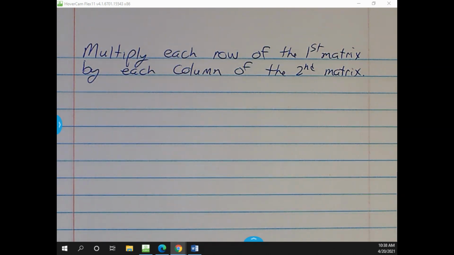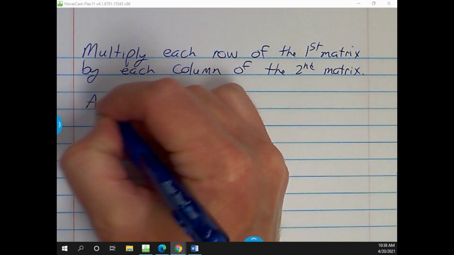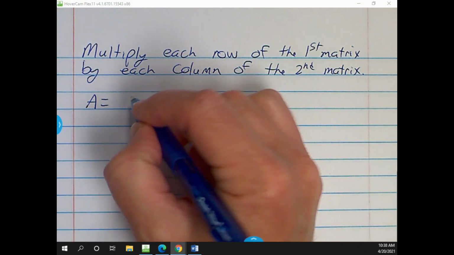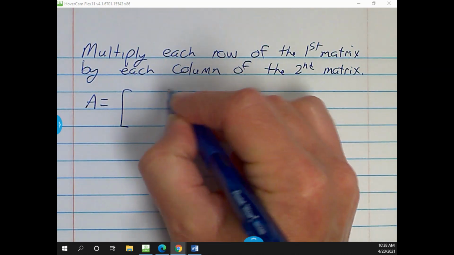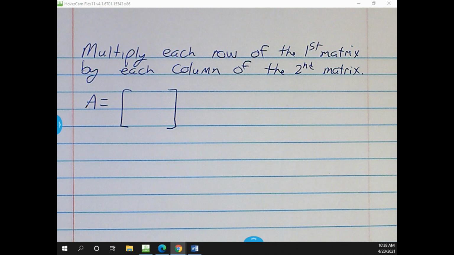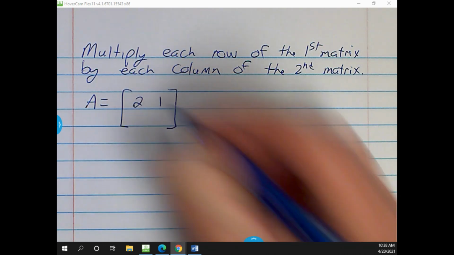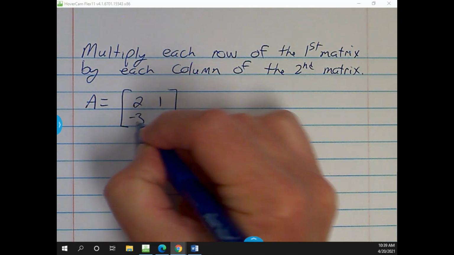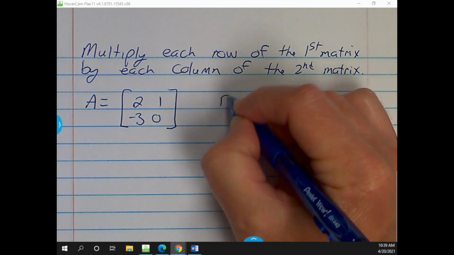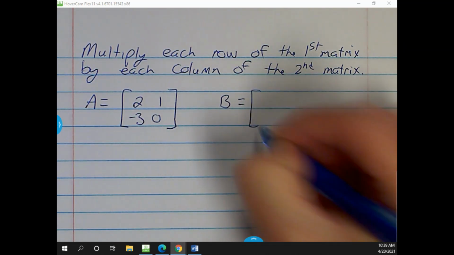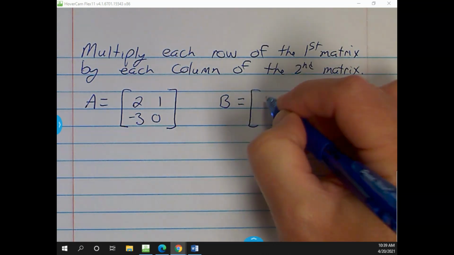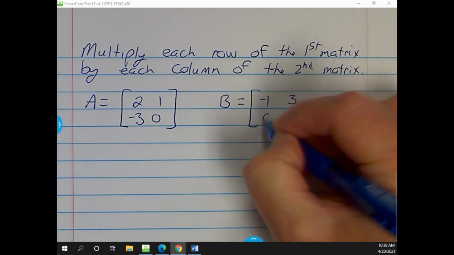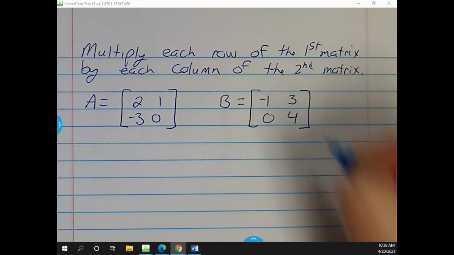All right, so let's do this. Let's give you some examples so you can see exactly what we're going to look at. We'll start with a fairly small matrix on both of these. Let's say matrix A is 2, 1 and negative 3, 0. And then for matrix B, let's go with negative 1, 3, 0, and 4.